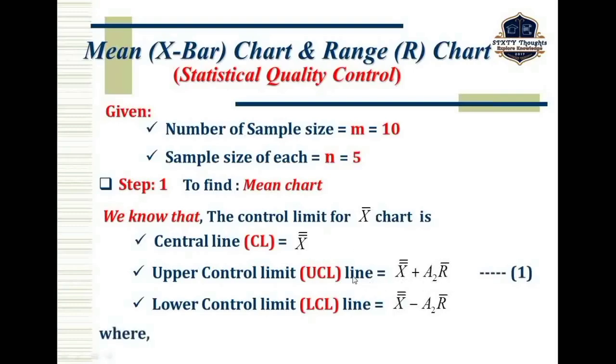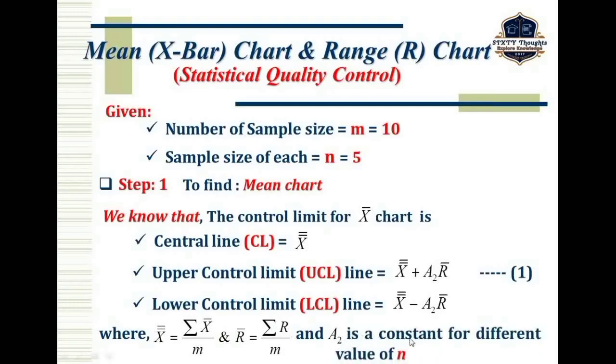Okay. So here X double bar is nothing but the sum of mean values by n. R bar is nothing but the sum of range values by n. Sum of R is nothing but we add all range values using the given data. And A2 is a constant for different values of n. So here we are taking n equal to 5. Using this we are going to find the constant value A2. Now I am going to find the X double bar and the R bar value. Then by using equation 1 we find these three horizontal line values, right?